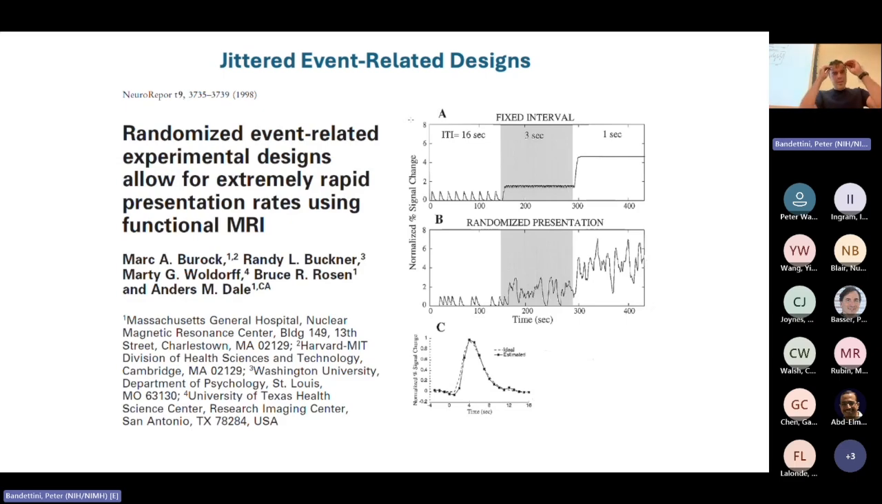And this was an example where he showed basically a constant ISI. If you're constant at 1 second, there's no variation. But if you jitter, if you have an average interstimulus interval (ISI) of 1 second, you get a lot of variation that you can then deconvolve and get this hemodynamic response back. So that was sort of a major advance in fMRI.